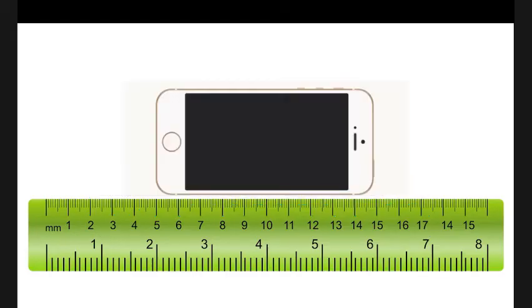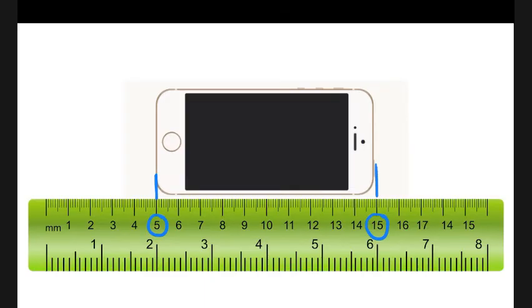All right, let's try this next one. Now I have an iPhone that we're going to measure. So again, it doesn't start at zero. Let's mark where it starts and where it ends. So it's going to start around the 5 centimeter mark, and it's going to end around the 15 centimeter mark.